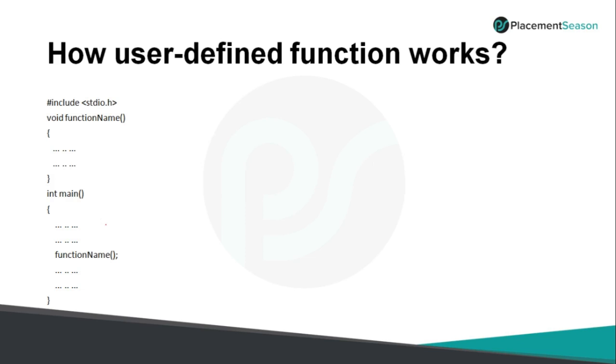So here is the simple example on how a user-defined function works. We have declared a function. Here I have given a function name as function name, and this void is the return type. Return type means that after performing some task, this function is going to return some value. So we need to specify the type of value of this function's answer.